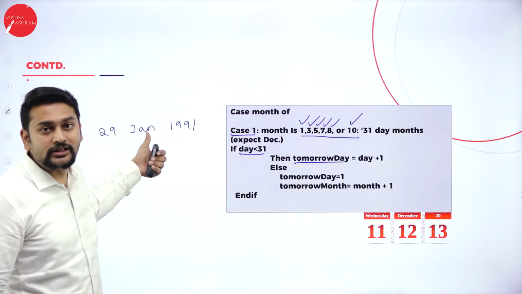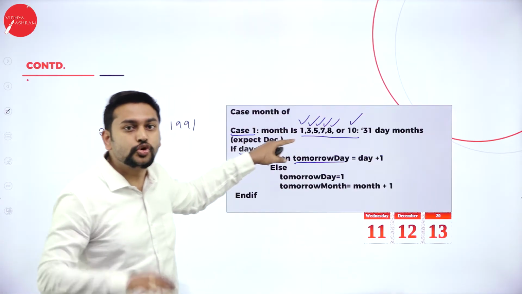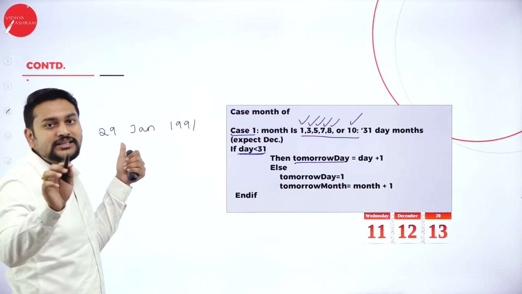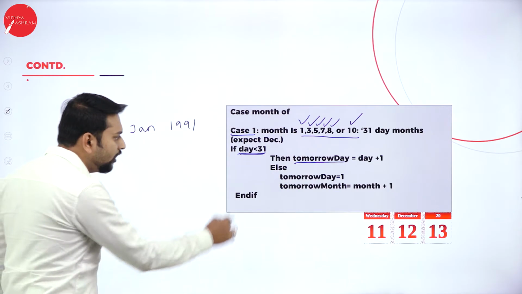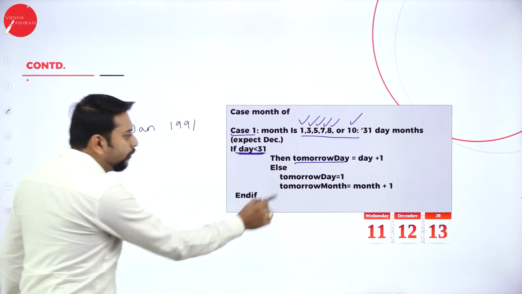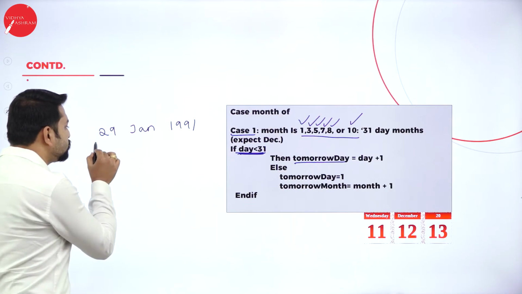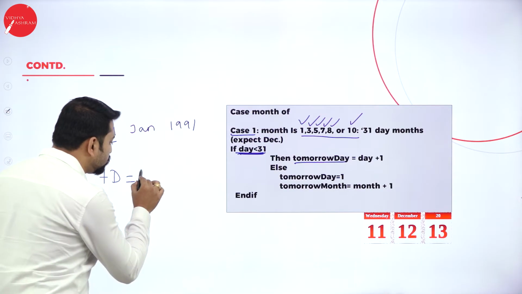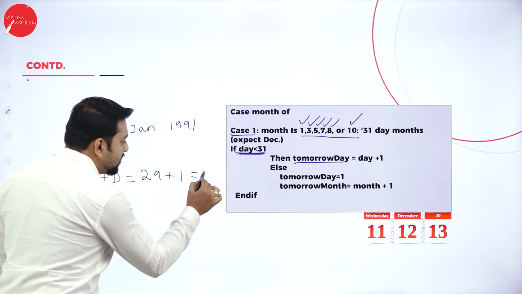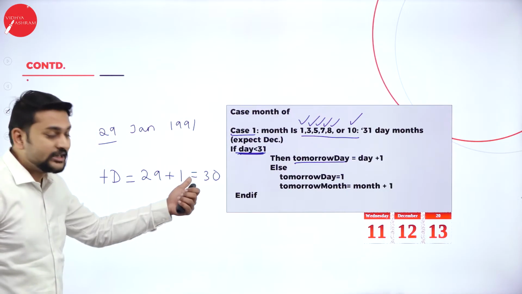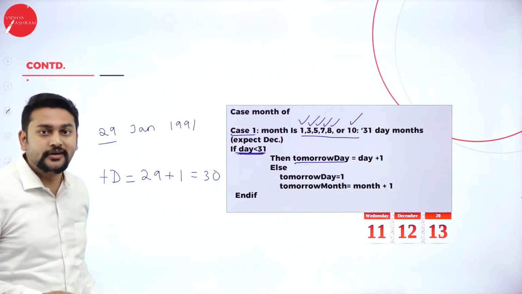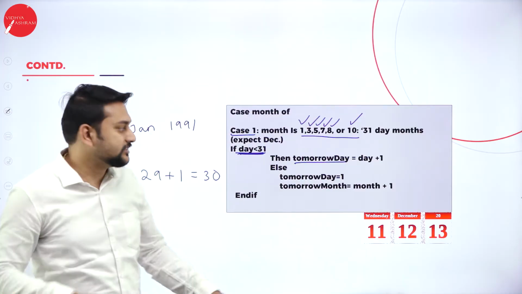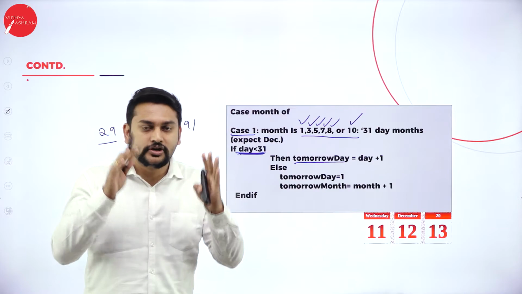First I will check the month. The month value is 1, so case 1 will be executed. Inside that, the condition I'm checking is whether day is less than 31. Yes, fine. Then tomorrow day is equal to day plus 1. The day value is 29, so 29 plus 1 is 30. So tomorrow day is 30. After that, I will not change the year and I will not change the month. I will keep it as it is. That's what you need to understand.